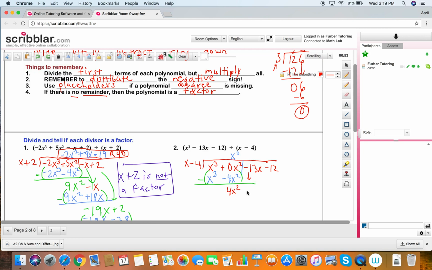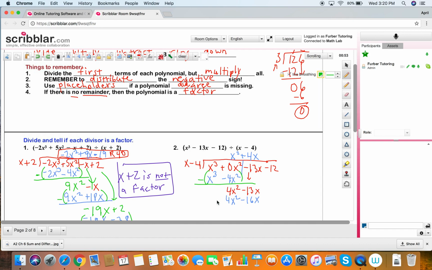So my next term to bring down is negative 13x. And then I got to start all over. X into 4x squared. Well, I need a 4 there, okay? And it's going to be a positive 4. Oh, here, let me use the blue. I need a positive 4, and if I have an x and I need x squared, I need another x. And then I can do 4x times x, so that's 4x squared. 4x times negative 4 is negative 16x.